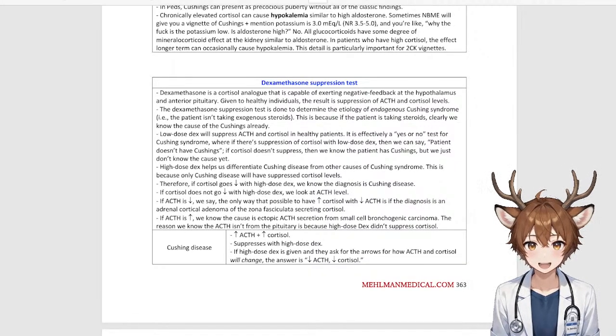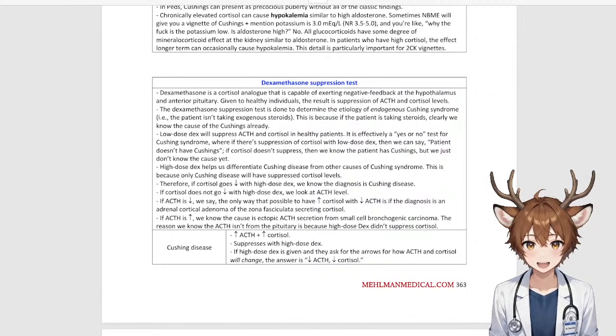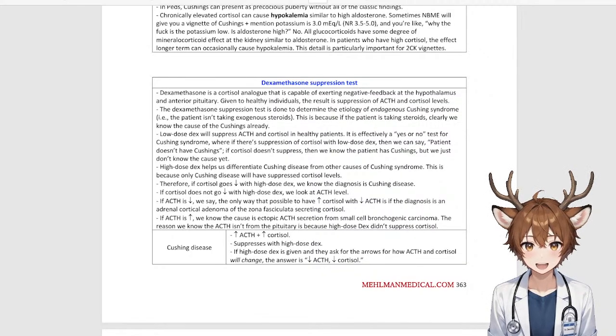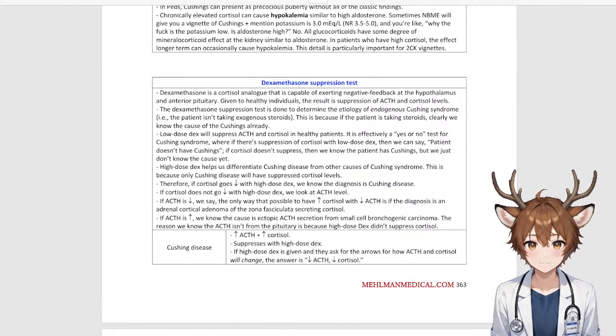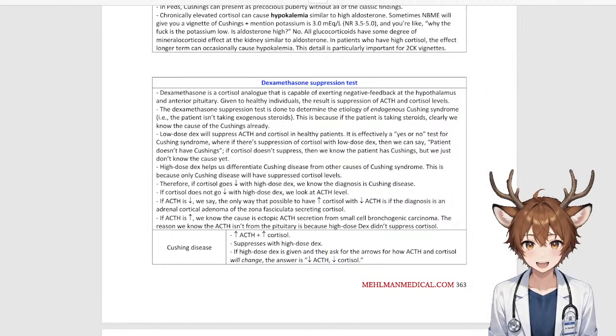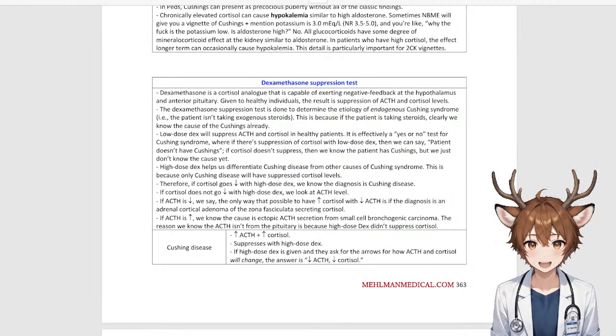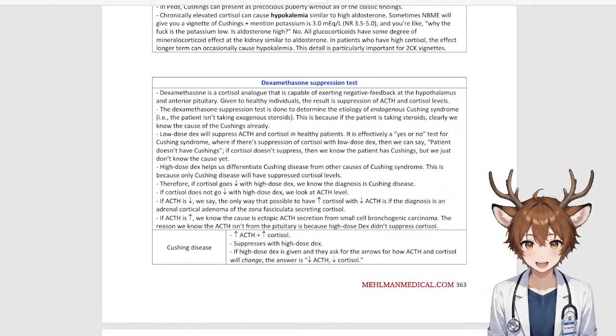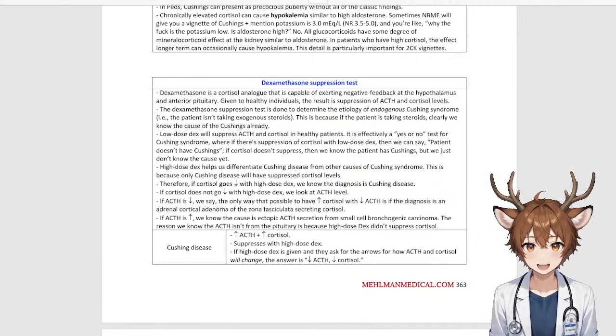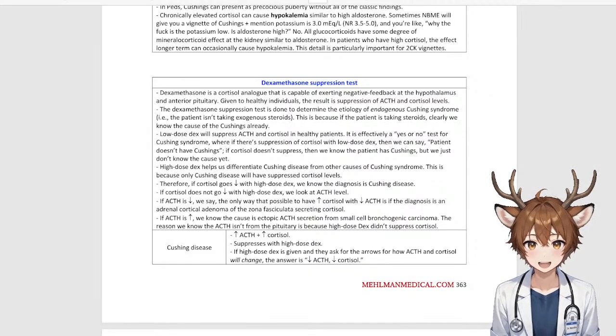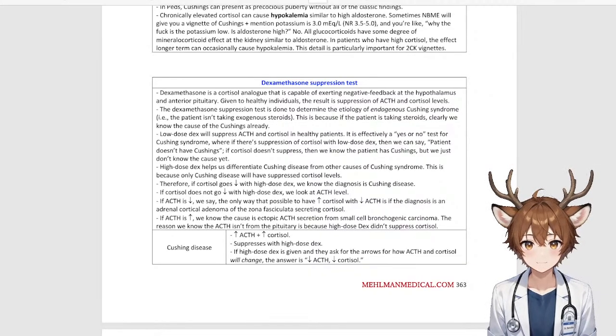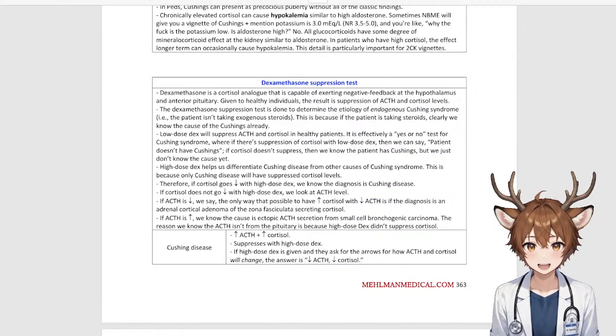Dexamethasone suppression test. Dexamethasone is a cortisol analog that is capable of exerting negative feedback at the hypothalamus and anterior pituitary. Given to healthy individuals, the result is suppression of ACTH and cortisol levels. The dexamethasone suppression test is done to determine the etiology of endogenous Cushing syndrome, that is to say, the patient isn't taking exogenous steroids. This is because if the patient is taking steroids, clearly, we know the cause of the Cushing's already.